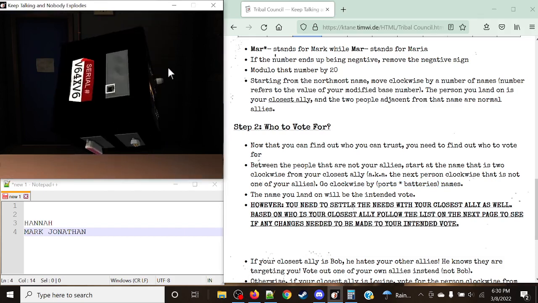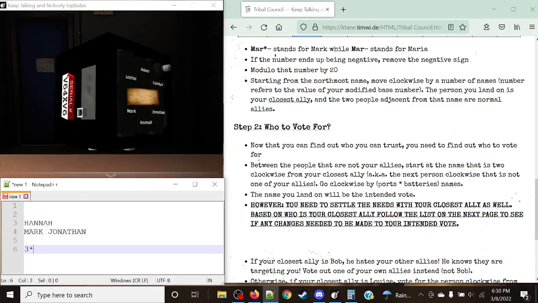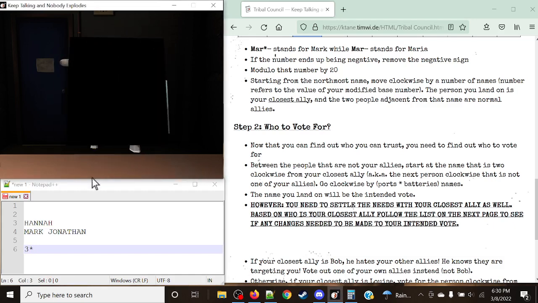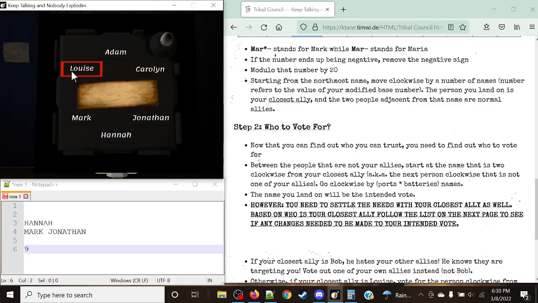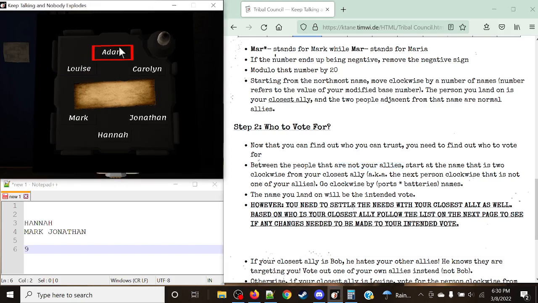How many ports do we have on the bomb? We have 3 ports. Multiply this by the number of batteries we have, which is also 3. So 3 times 3 is 9. Now we start from Luis and count clockwise based off of the people that are not your allies. As it specifically says here, we're counting clockwise by 9 different names. We start with Luis, or we can simply say 3, 6, 9, because essentially we go 1, 2, 3, 4, 5, 6, 7, 8, 9. So we can just do multiples of 3, and in this case 9 is a multiple of 3.